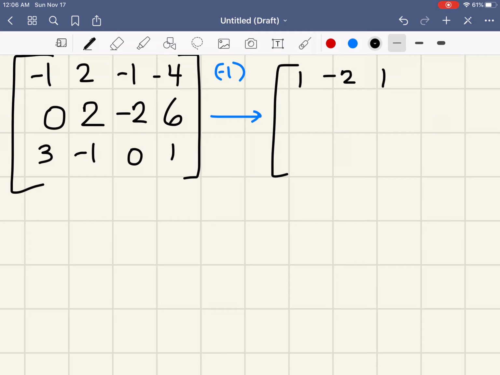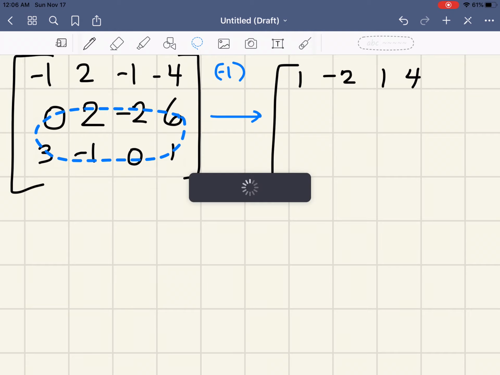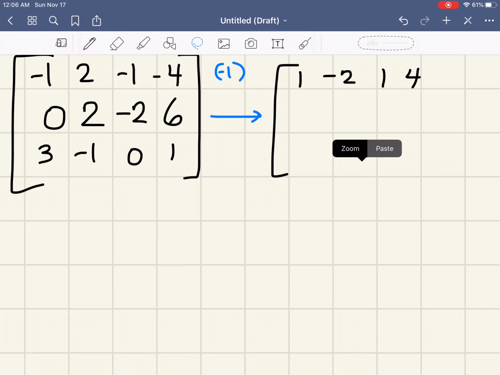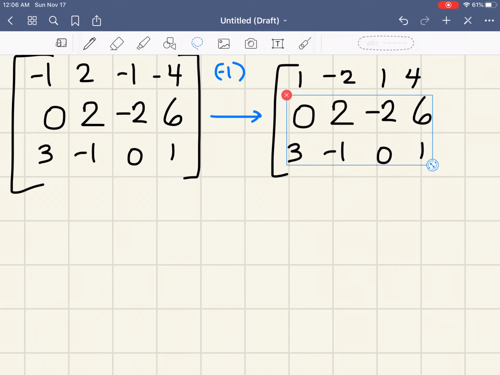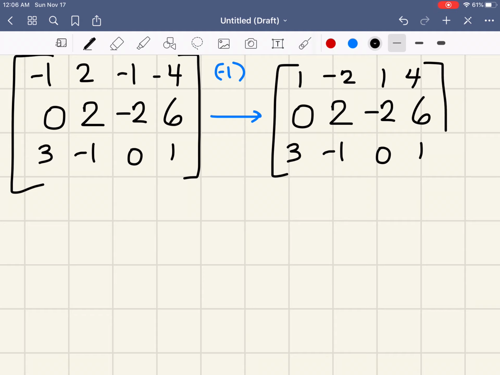And then everything else can just come over. So I'm going to go ahead and take this and copy and paste. Okay, perfect. That's my new updated matrix. What's good is I have a leading 1 now.